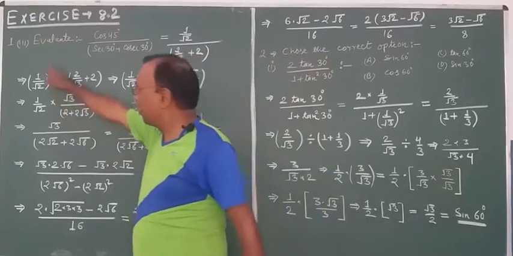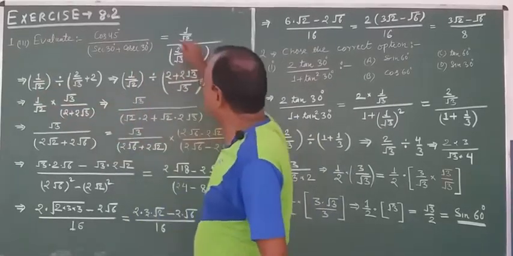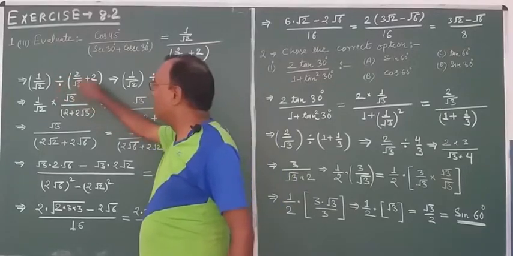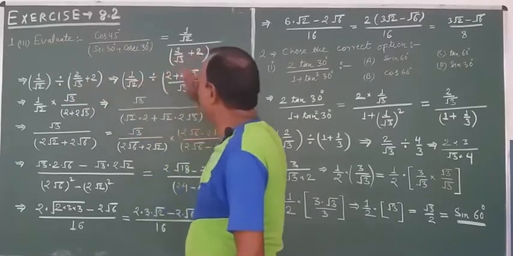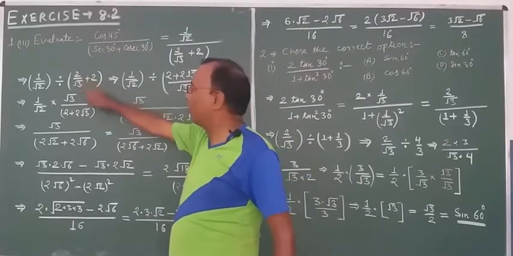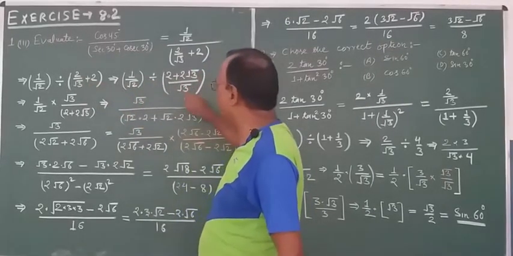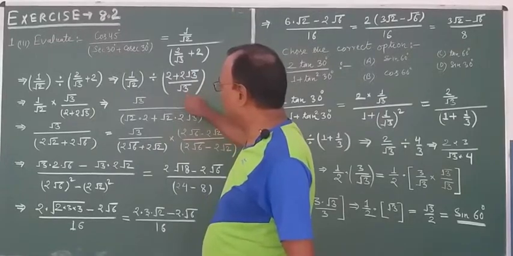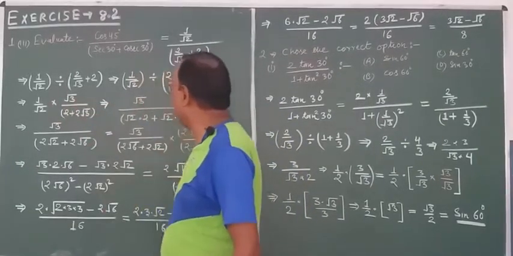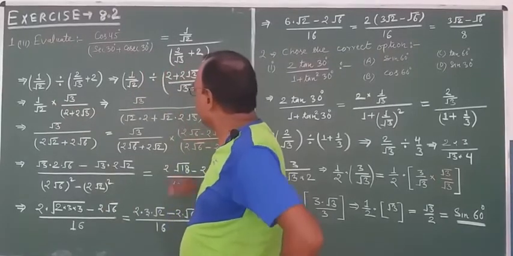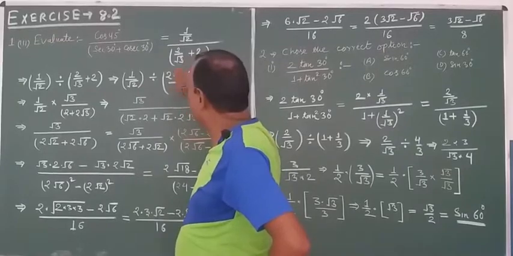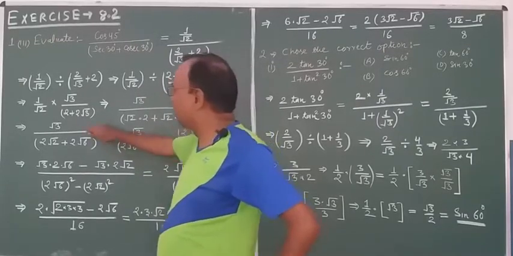It means 1 upon under root 2, and this line can be replaced by the division symbol, divided by 2 upon under root 3 plus 2. Now take the LCM in the denominator: 2 plus 2 under root 3 upon under root 3. So what will happen? This will happen: 1 upon under root 2 into under root 3 upon 2 plus 2 under root 3.